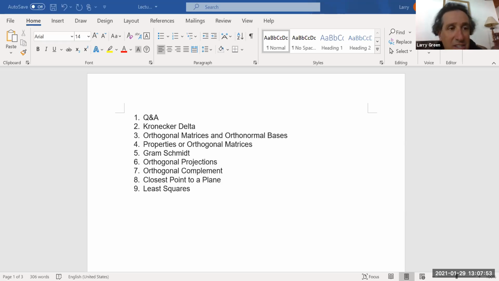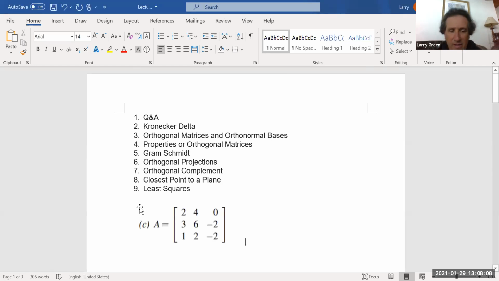So again, the instructions are to find the kernel. I'm not copying the instructions; I could type them out, I guess. Okay, so here's our matrix, and let me type it out. Find the kernel of A.